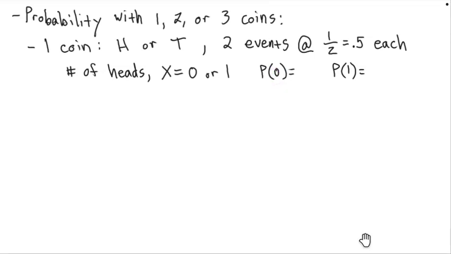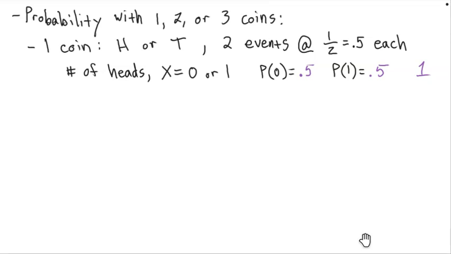Well, 0 heads would occur if we got tails, and we know that the probability of tails is 0.5. So the probability of 0 heads is 0.5. And then we want to know, what is the probability of getting 1 head? Well, we already know that. If we flip heads, again, the probability is 0.5. And so the probability of 1 head is 0.5. And if you add them both together, 0.5 plus 0.5 equals 1. That means all probabilities add up to 1, which is a requirement in probability.